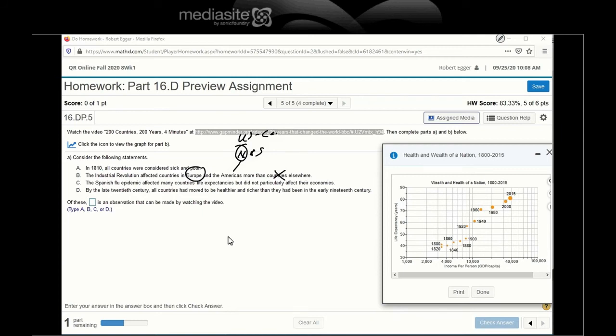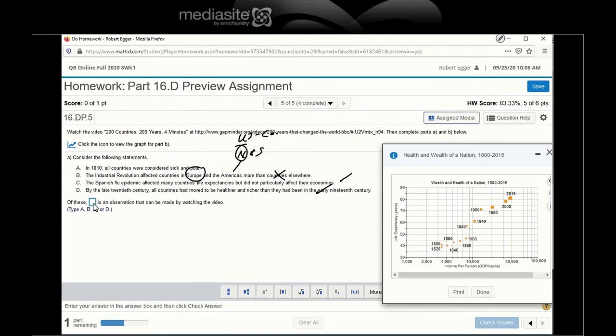Spanish flu epidemic affected many countries in life expectancy, but did not particularly affect their economies. That also looked pretty true. Indeed, in the late 20th century, all countries had moved to be healthier and richer than they had been in the early 19th century. That's also true. I'm just going to go with the starting point. I'm going to go with A. See what it says.